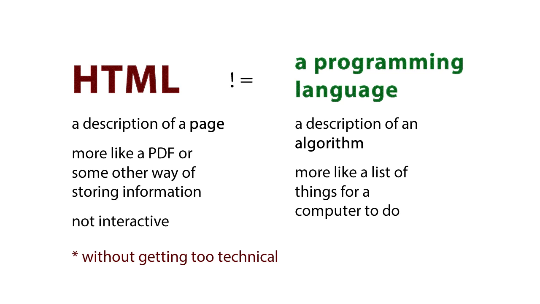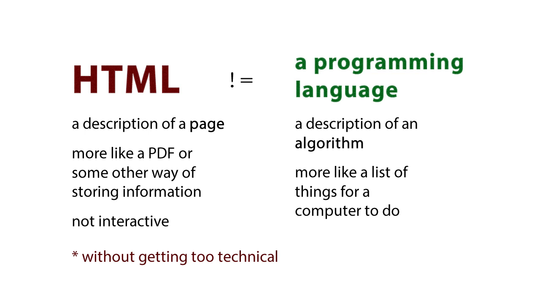A program is a list of instructions for a computer to do. A programming language is the language you use to write that. HTML is more like a description of a page for a web browser, that is the actual program, to read and show to the user. HTML is also pretty ugly and is not interactive on its own. From a basic level, it is a bit like a PDF file.